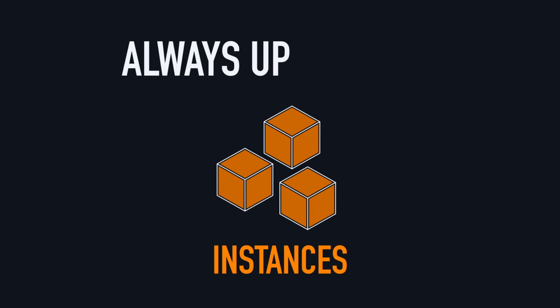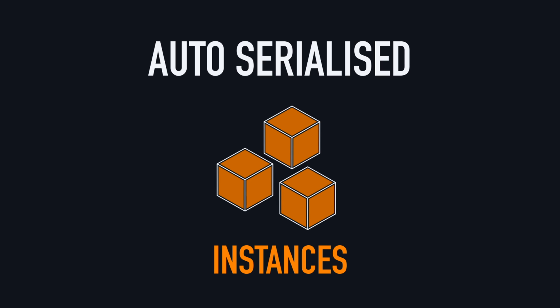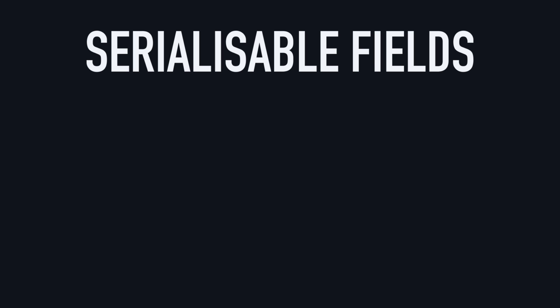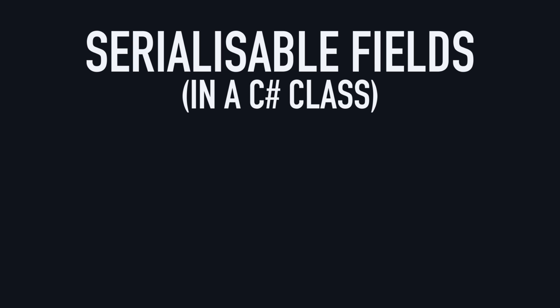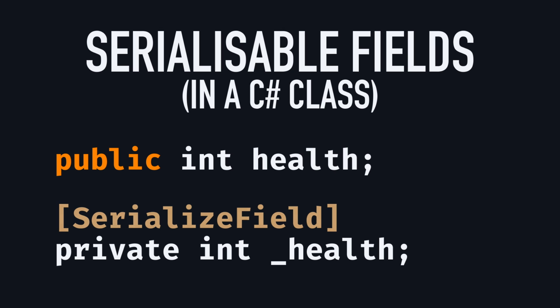These instances are always up to date with the latest value because they are automatically reserialized by Unity whenever the values change. Note that this does mean you have to set up serializable fields in your C# data structure, so you should either make your fields public or make them private but give them the serialized field attribute.